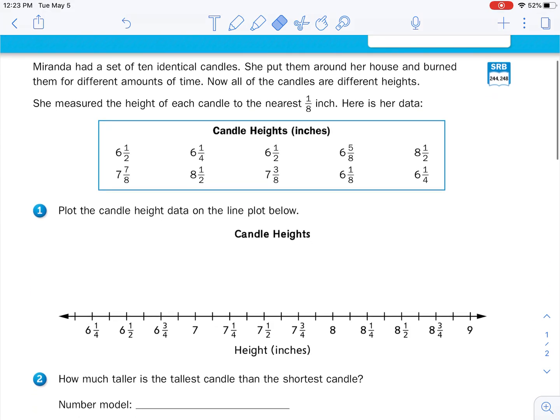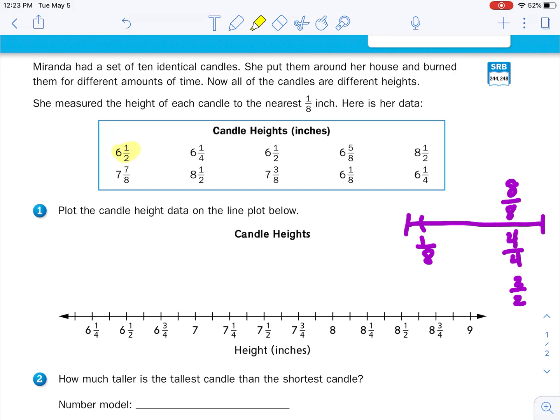Here's her data. So if we're looking at a whole inch, it would be divided into 1/8 pieces, right? Because she measured to the closest 1/8 of an inch. So one whole would be 8/8 of an inch, or 4/4, or 2/2, depending on the denominator. Okay, so we have to look at her data, and we have to put her data on the line plot below. I'm going to do a couple for you.